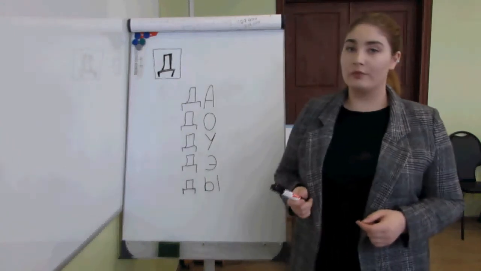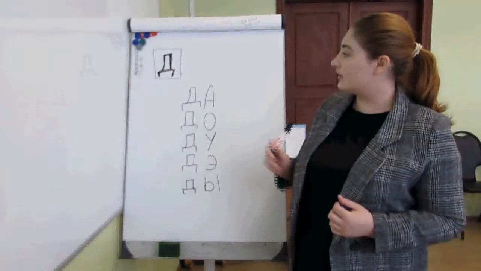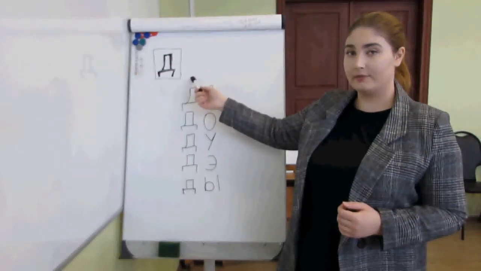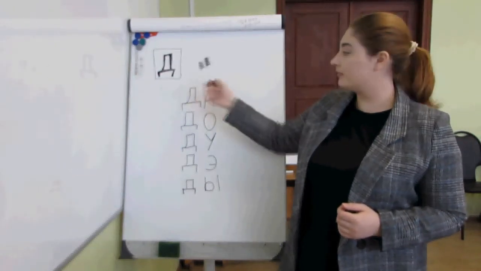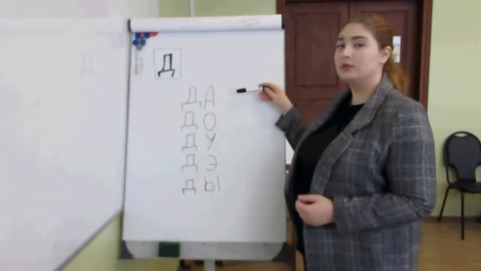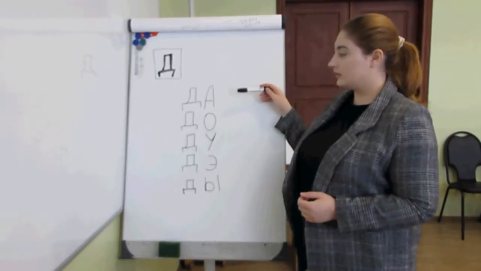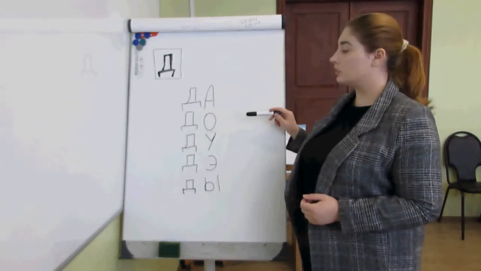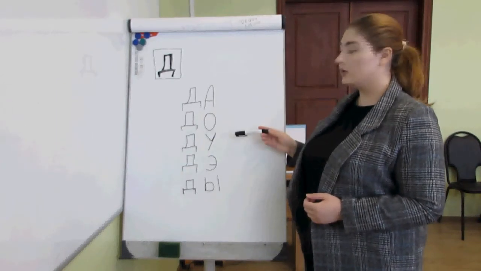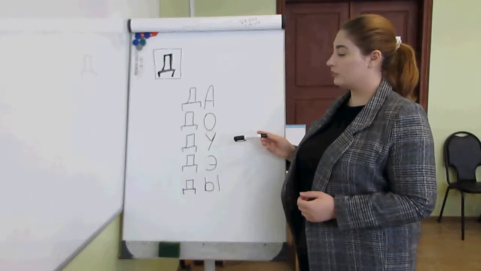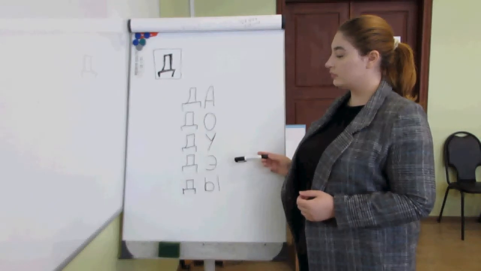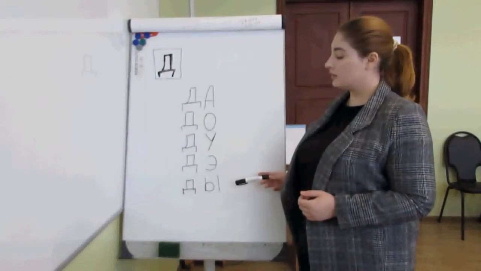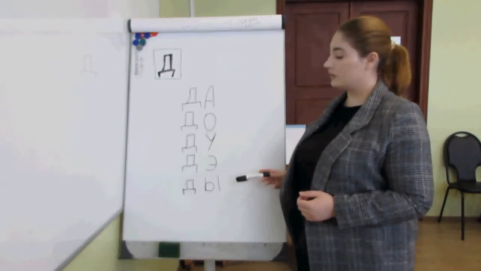And now let's continue with voiced consonant D. D. Da, da. Do, do. Du, du. De, de. Di, di.